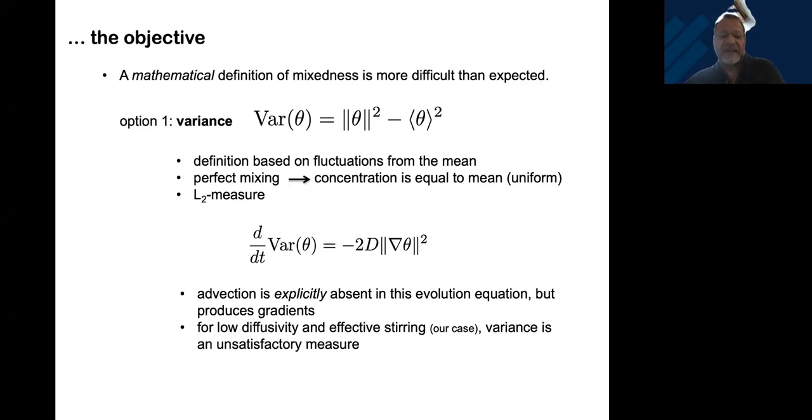Of course, advection is implicitly there because it's the part that causes the gradient. So in the gradient of theta in that equation, the advection has produced these gradients, but it's not explicitly there. Also, if you have low diffusivity and effective stirring, which is exactly what we have in our case, the Reynolds number of 1,000 is quite high there. The variance is an unsatisfactory measure because it doesn't give us much of a gradient to work with to improve.